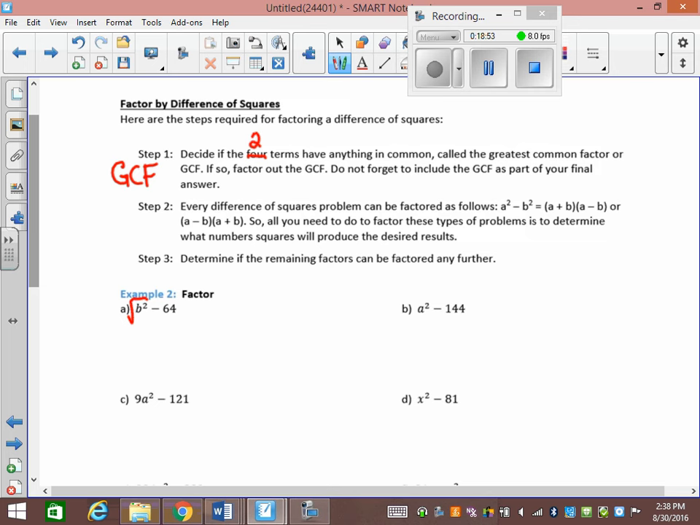The square root of b squared is b. The square root of 64 is 8. These need to be perfect squares, which means when I take the square root of them, the number doesn't give me a decimal. If they are, then I can do difference of squares. I get two brackets, with plus and minus signs. These go in the front, these go in the back. And the great thing about factoring is if you FOIL it, you should get the same thing back.